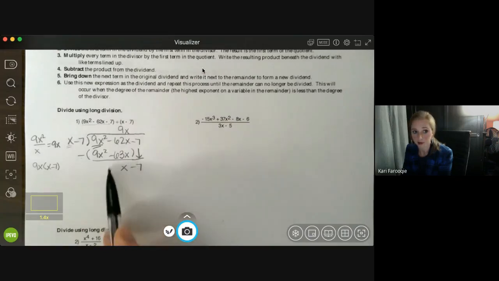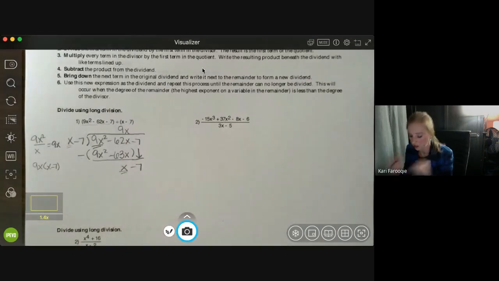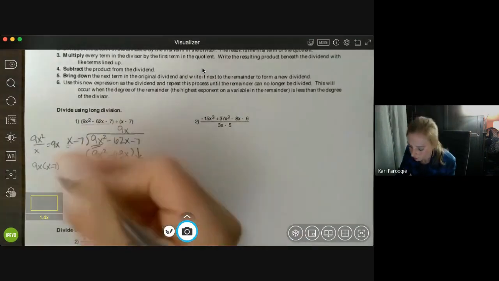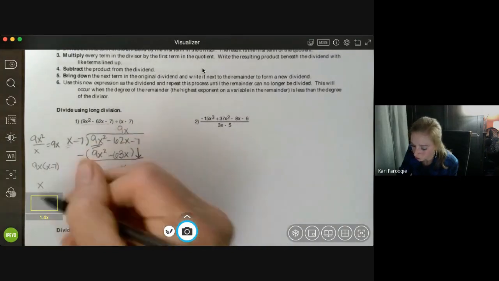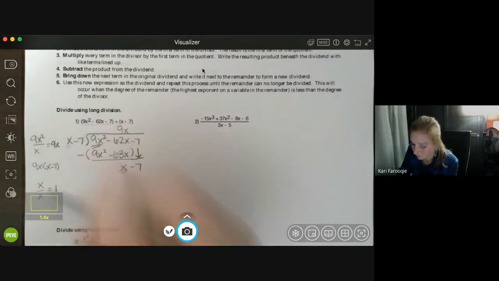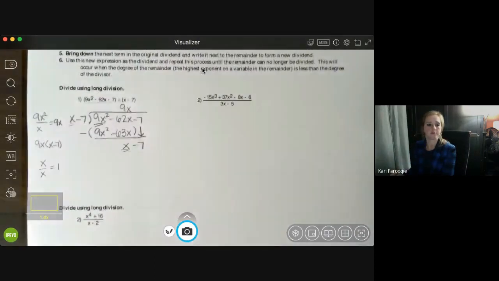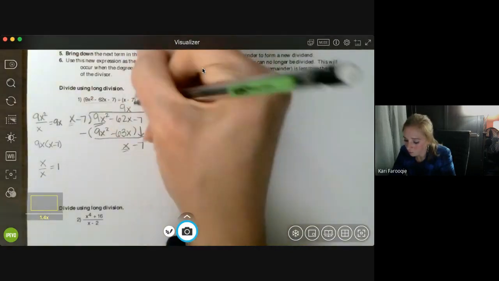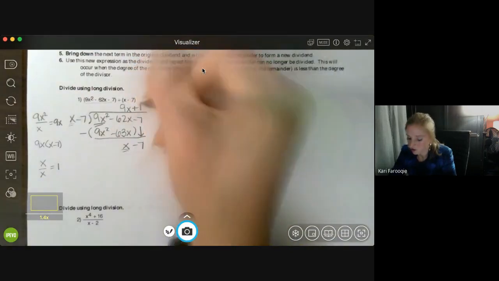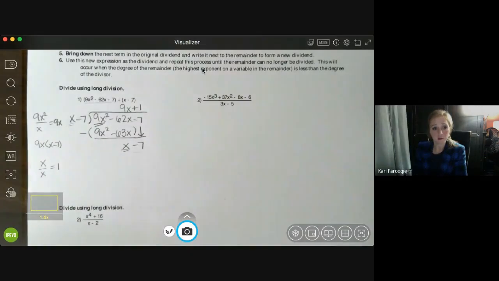Do the same thing. So you're going to take the first term of your dividend, which we'll now call x minus 7. So that's x, and you're going to divide it by the first term in your divisor. And you'll get 1. Now that's good. x divided by x is 1. That's the quantity that goes into the quotient. It's positive 1, so put a plus sign in front of it. Had it been negative 1, you would have put a minus sign in front of it.